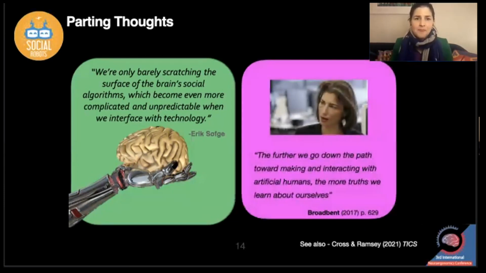And then the health psychologist and social roboticist Elizabeth Broadbent also suggested in a recent paper that the further we go down the path towards making it interactive with artificial humans, the more truths we learn about ourselves. So again, coming back to this bi-directional benefit of social neuroscience and social cognition feeding into social robotics, and we can each benefit from each other.